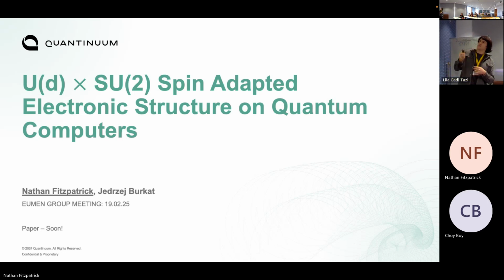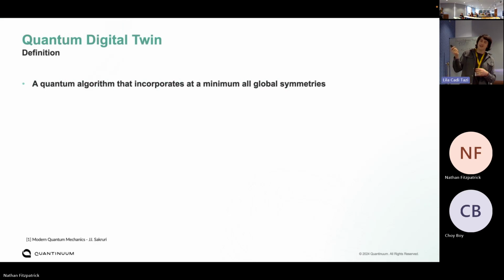Okay, so I gave this talk at the Quantum Digital Twins conference on Friday, and I thought it was very apt, because we had to give a definition of what a quantum digital twin was. My opinion, coming from a symmetry background, is that it's a quantum algorithm that incorporates, at a minimum, all the global symmetries. I would argue that if we're just working with fermions and spin orbitals, and not incorporating the total spin, we're not really physically simulating the whole system.